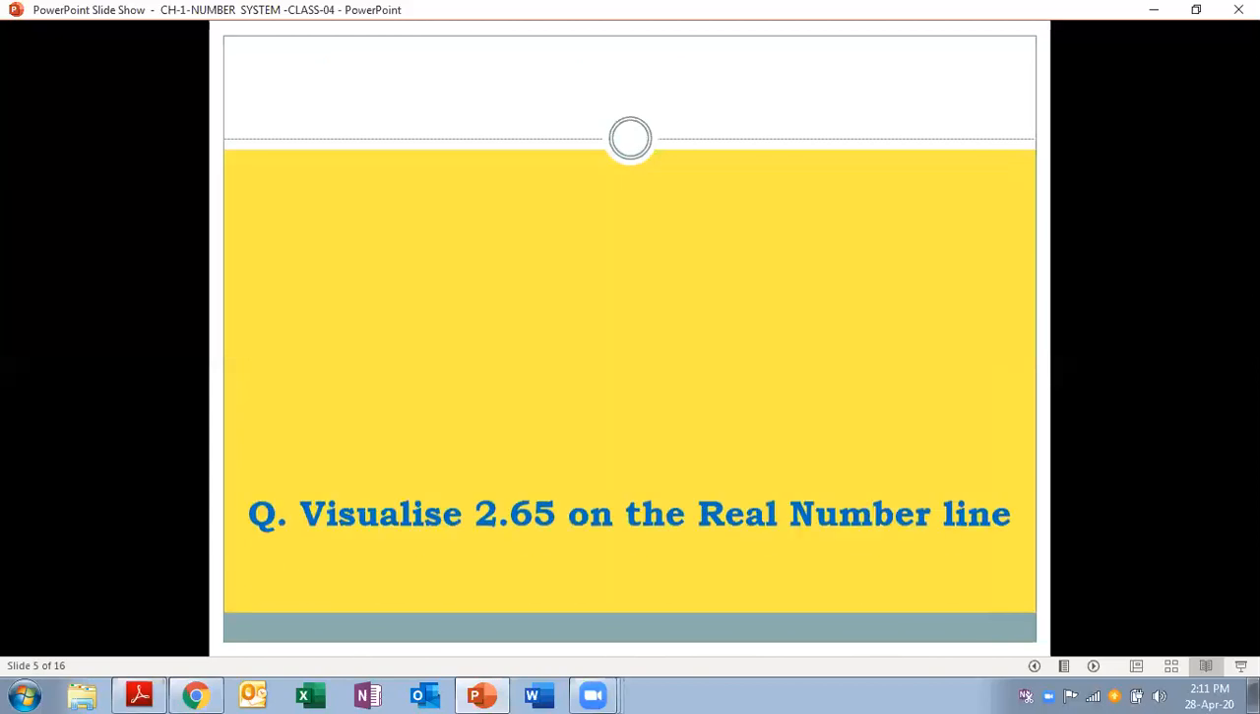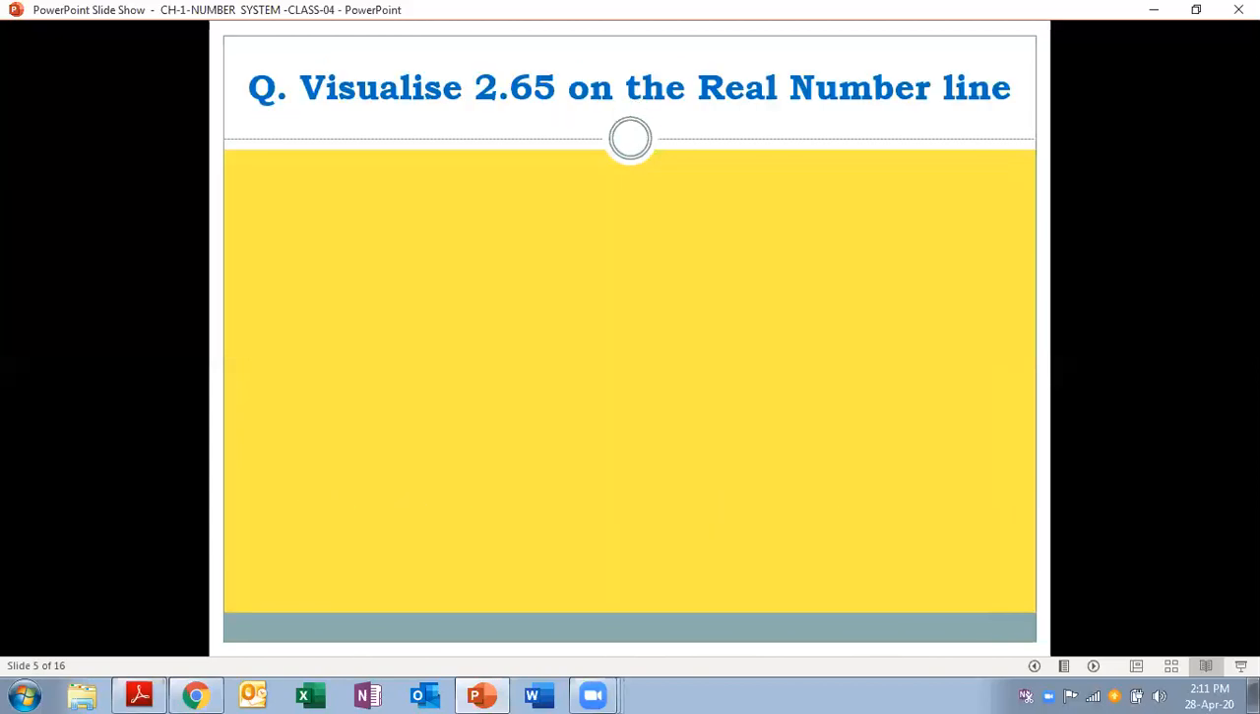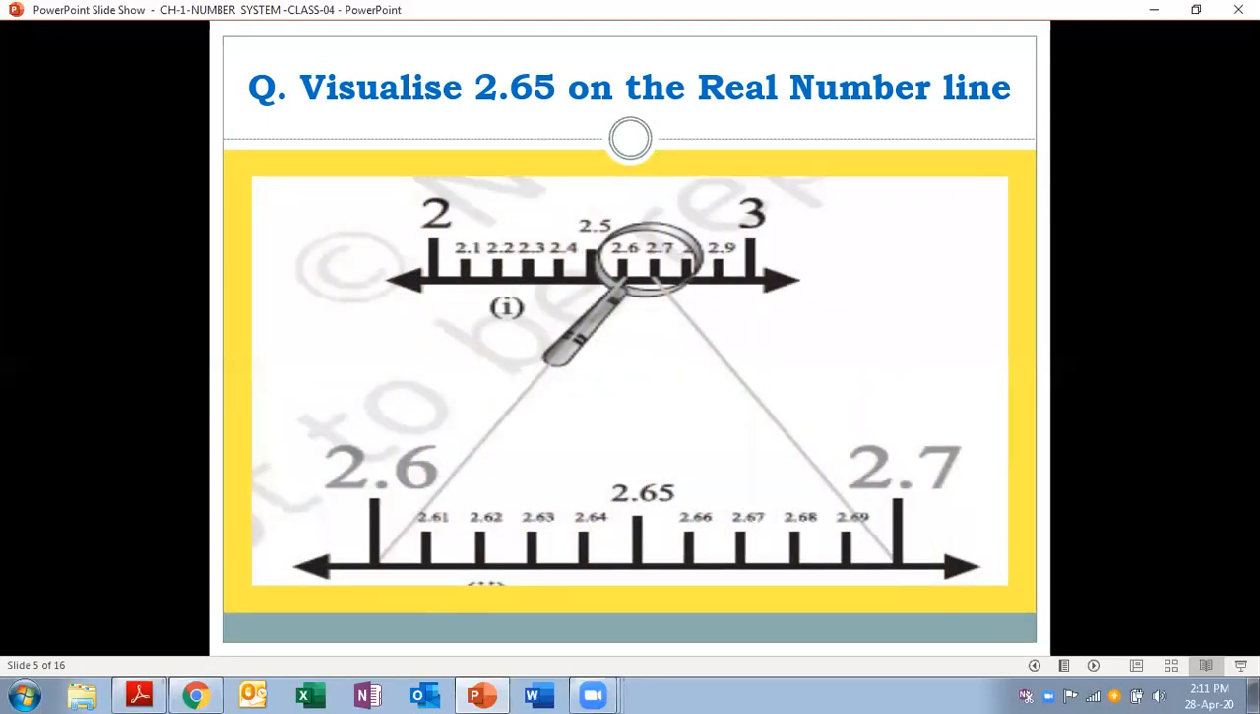Now next we have the question, visualize 2.65, which is a terminating decimal value, on the real number line. We have here 2 and 3 on the extreme left and extreme right, and in between we have 2.5. But we know that 2.65 lies between 2.6 and 2.7. So we have taken on the extreme left the 2.6 value, and on the extreme right we have taken 2.7, and in between we have visualized 2.65. So you can see here in the visualization slide how we have solved it.